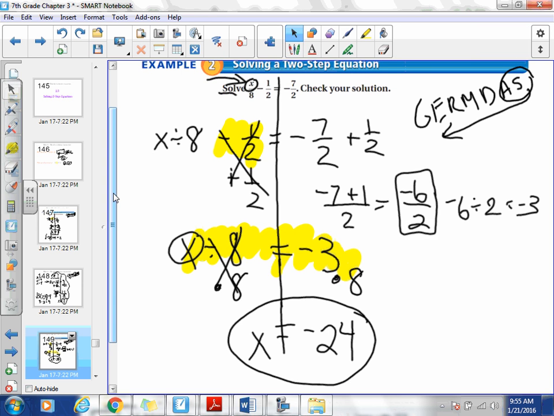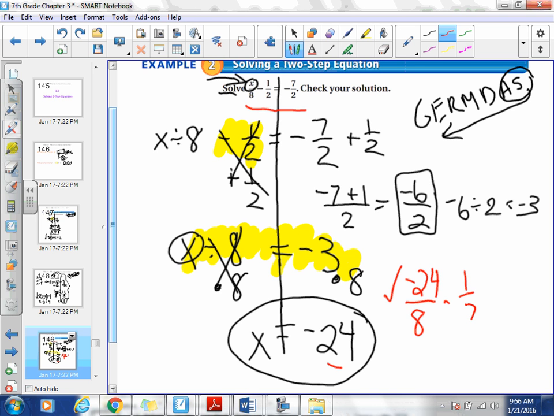Again, have to do the all-important check. So back in my original equation, we're going to do this in a different color. Original equation is x divided by 8 minus 1/2. We think x is negative 24. So negative 24 divided by 8 minus 1/2. I'm still getting all this from up here. Should equal negative 7/2.